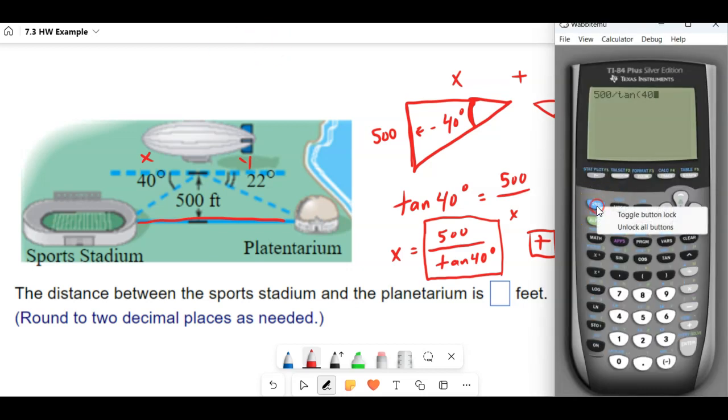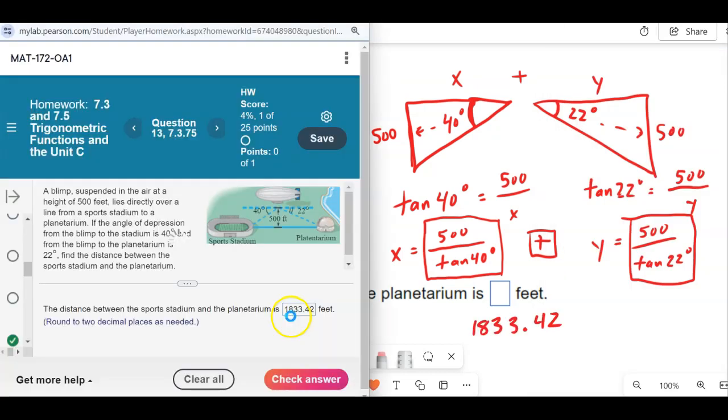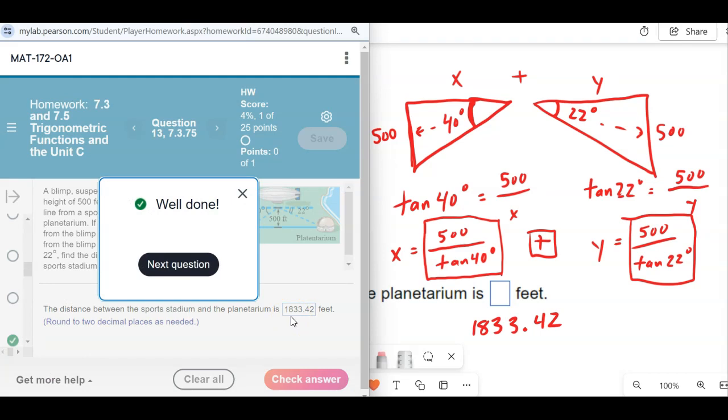Remember to use second angle 1 to get a degree in there, or the other option again is to switch your mode to degree mode. So there's my answer, 1833.42. So there is a way that you can set that up, but also a quick way to get that done with your calculator.